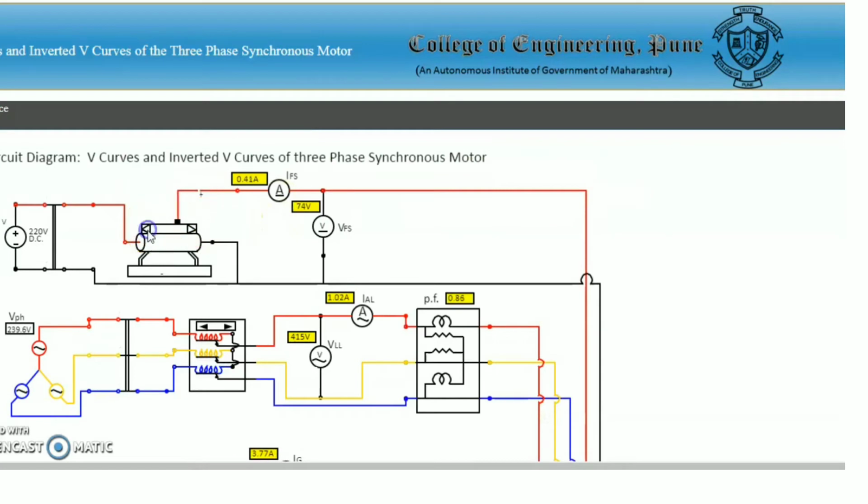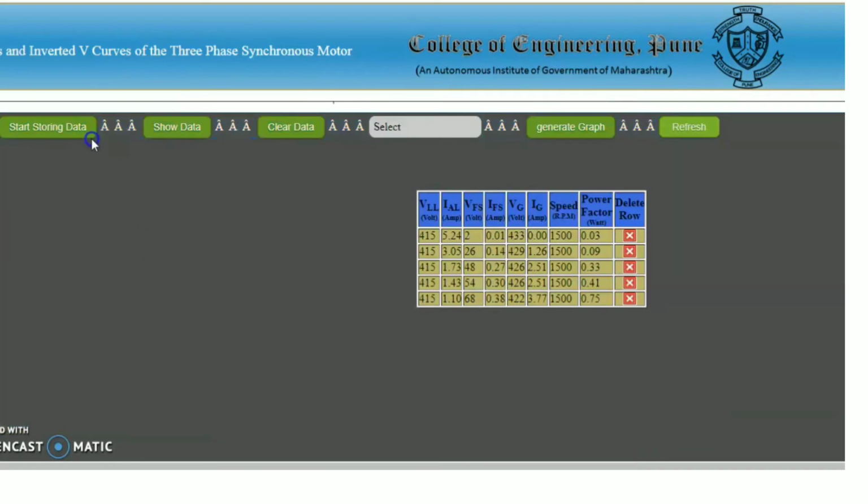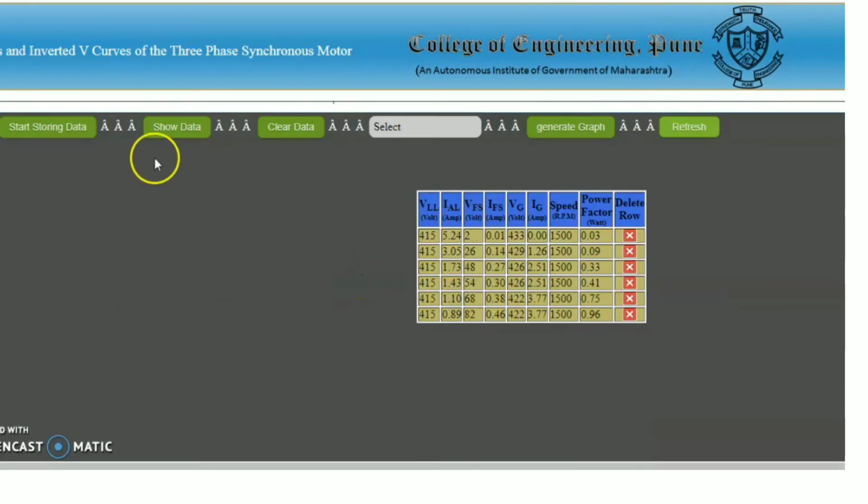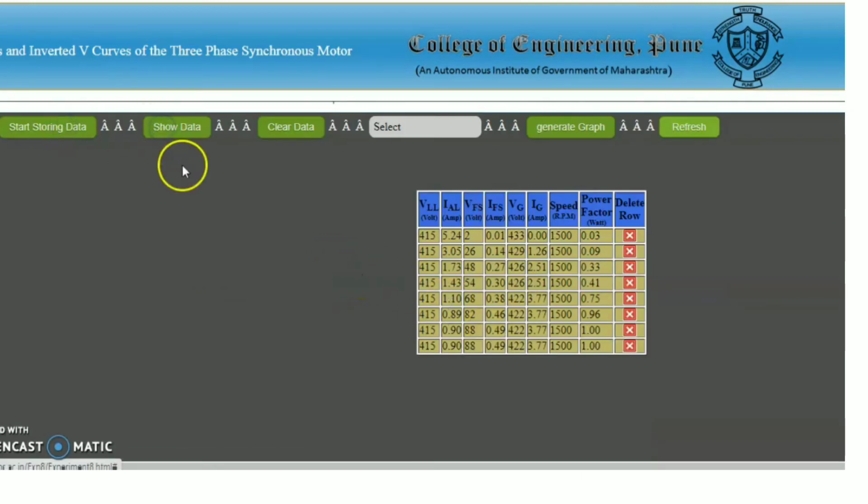Okay, increase the value and store the data. Increase. Here you can see that power factor reached unity power factor, that is power factor value is 1. Store the data, show the data. Okay, here you can see that when increasing the field current, power factor also increasing from 0.39 to 0.09 until unity power factor.